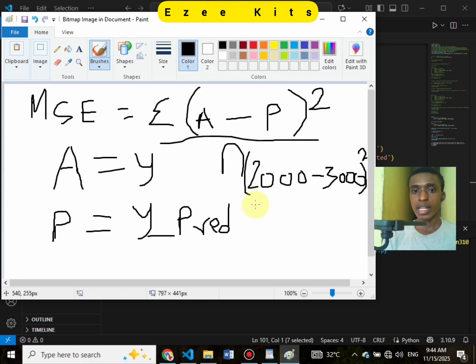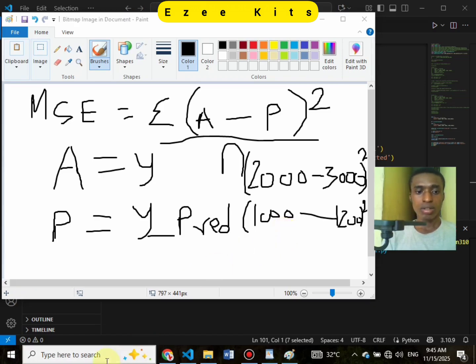Let's assume there's another one, maybe 1,000, and the predicted is maybe something like 12. They are all going to be squared, and the summation sums up everything. When you square them, the negative sign definitely goes. This is going to be minus 1,000, and when you square minus 1,000, the negative sign is removed, so it's 1,000 times 1,000. Let's go to my calculator.